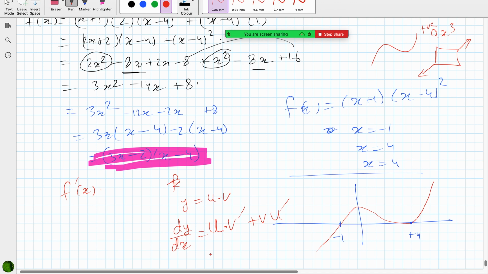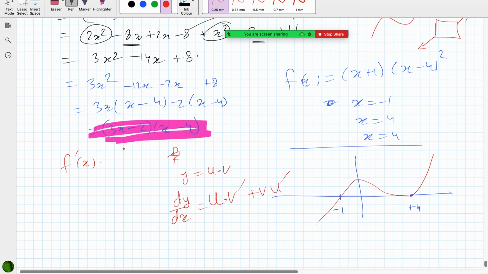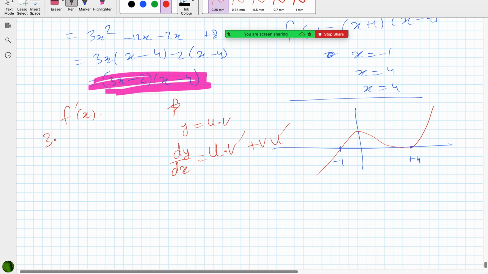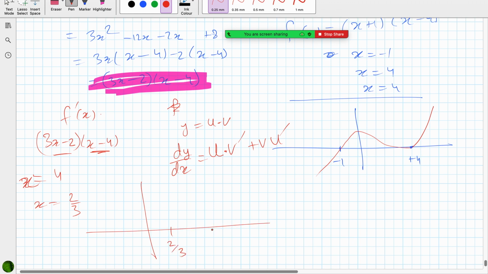One way of doing was this. The other is you multiply the brackets, simplify them first and then differentiate. I'll do it with this method as well. Just let me sketch this. So f dash x is 3x minus 2 into x minus 4, and we can see that x is equal to 4 at the turning point and x is equal to 2 by 3. So this is 2 by 3, this is 4. It intersects at these 2 points, and when we multiply both of these it gives you positive x square. So it is a smiley face, and this is your sketch.